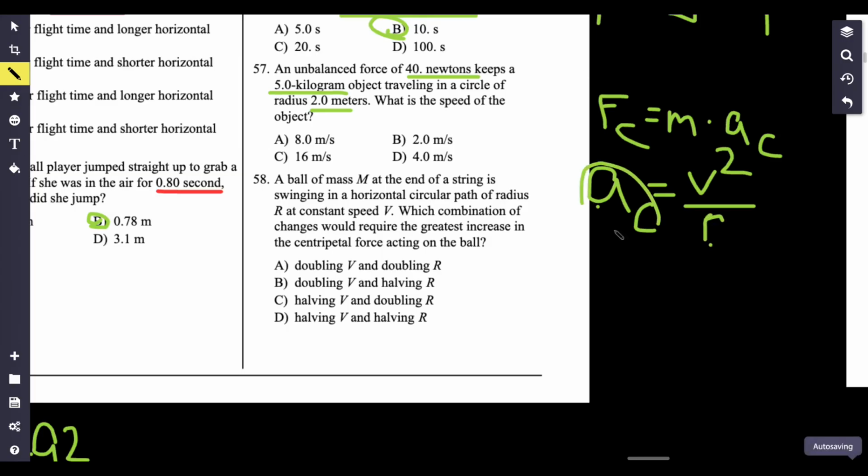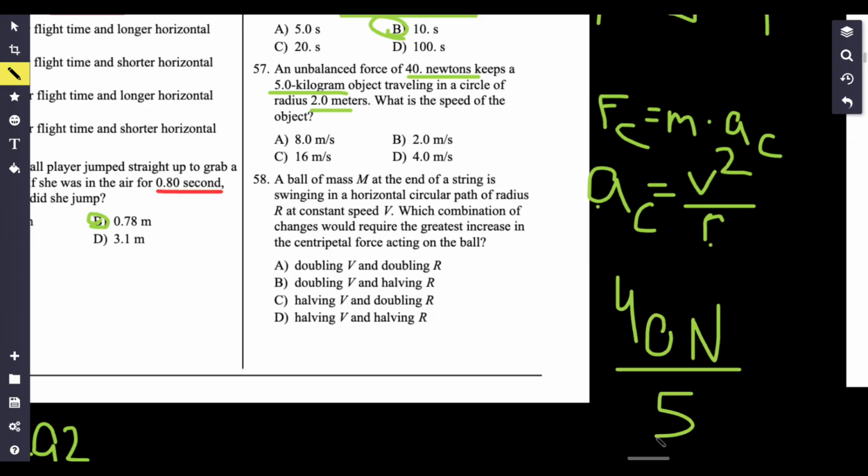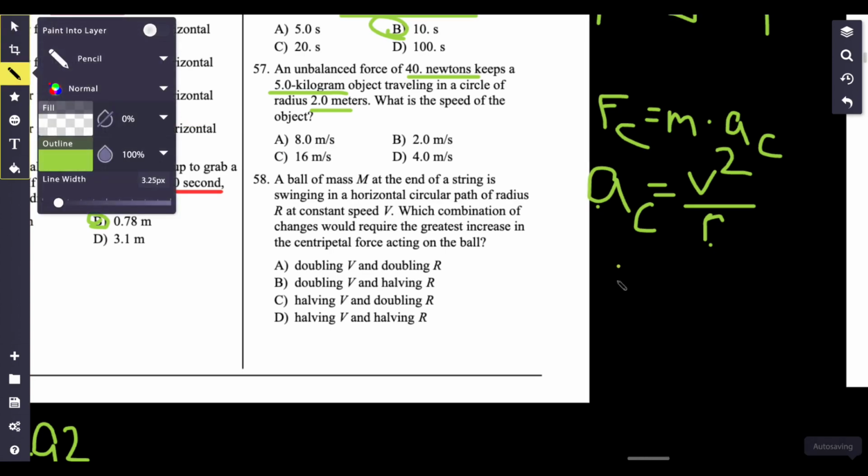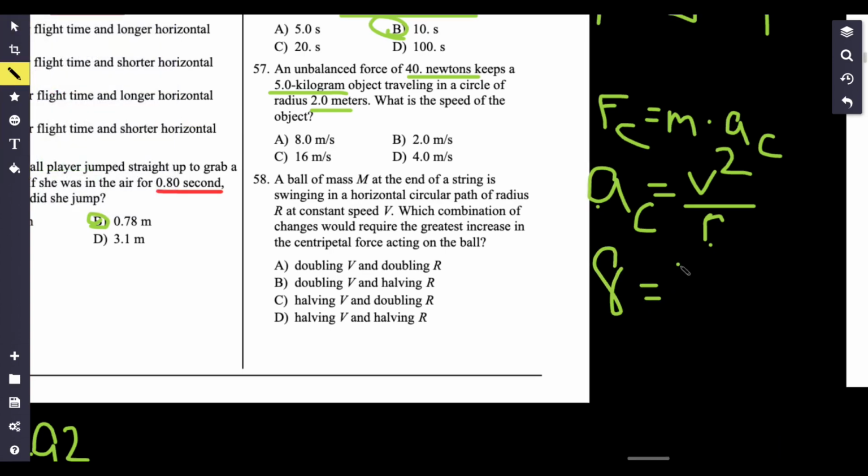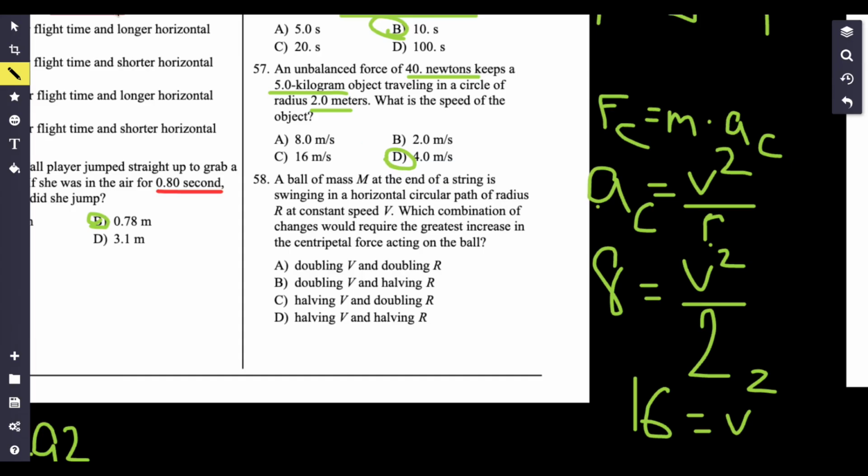So first, let's solve for the centripetal acceleration. We can do that by taking my centripetal force, which is 40 newtons, and we divide it by the mass, which is 5 kilograms. And that gives us the centripetal acceleration. 40 divided by 5 is 8, and we know that's equal to v squared over r, and we know that the radius is 2 meters. So 8 times 2 is 16, which is equal to v squared, and then square root both sides, and I get 4. So 57 is 4.